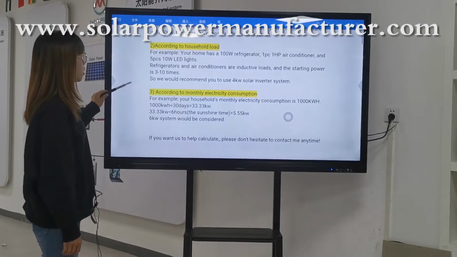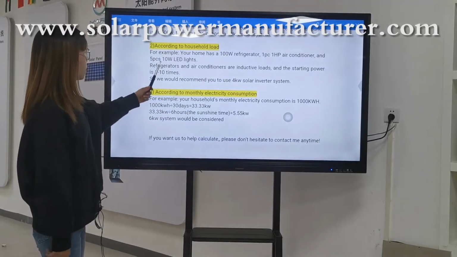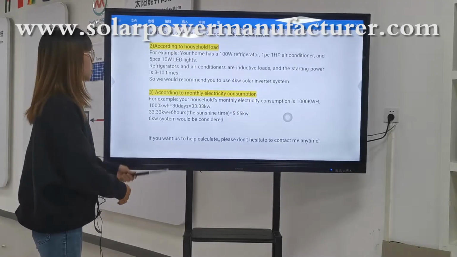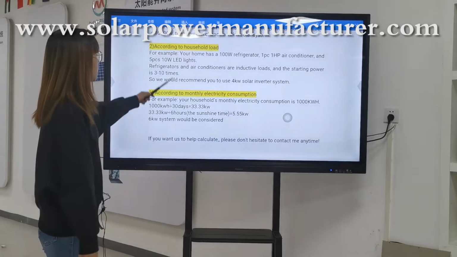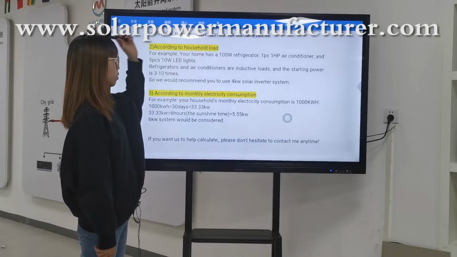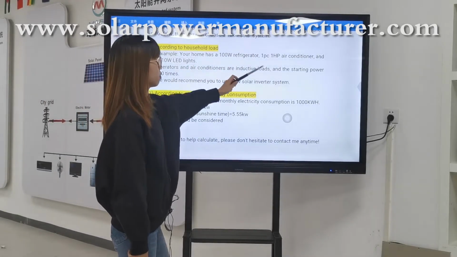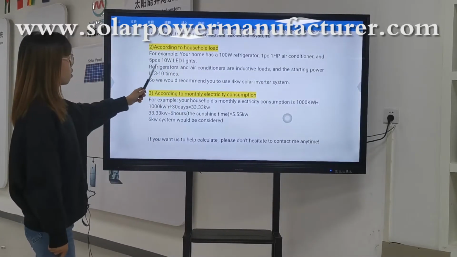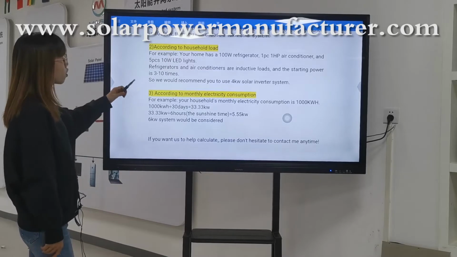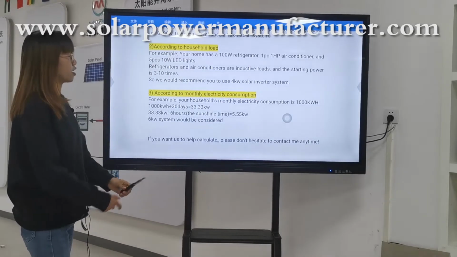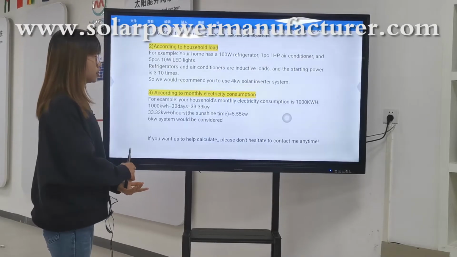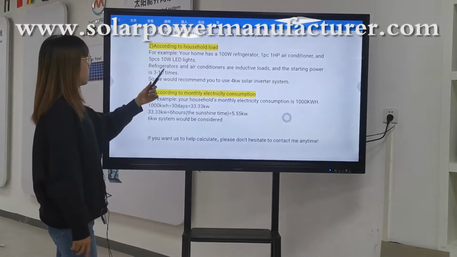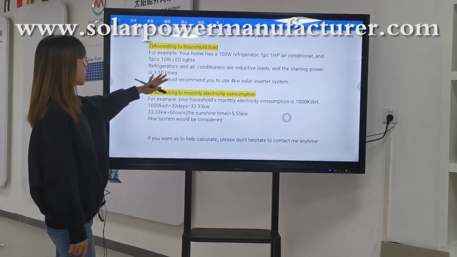And the next one is according to your house layout. For example, if you want to use it in your home or in your factories, then you will have some home loads. For example, your home load has a 100-watt refrigerator, 1 piece of 1 HP air conditioner, and 5 pieces of 10-watt LED lights. As we all know, the refrigerator and the air conditioner are inductive home loads, and they need start power. The start power is usually 3 to 10 times.